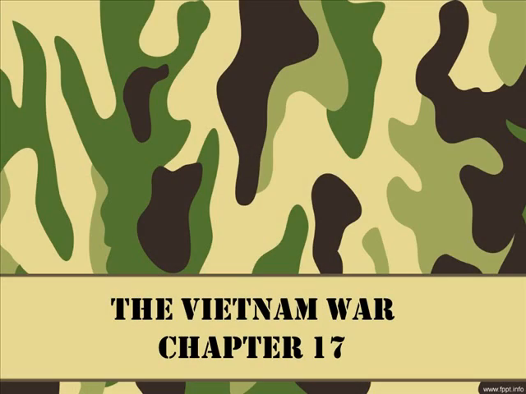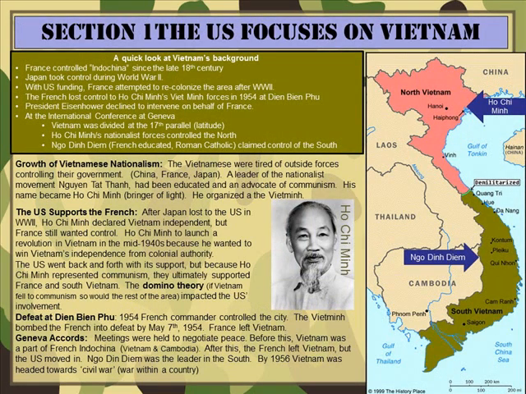So today we're going to be talking about the Vietnam War, and this is chapter 17 in your book. And so what we have to do is look at what started the issue. Here we are in section 1, the U.S. focuses on Vietnam. You see a map there to your right, and those arrows in the purple show you who's in charge of which area when we get into this particular conflict.